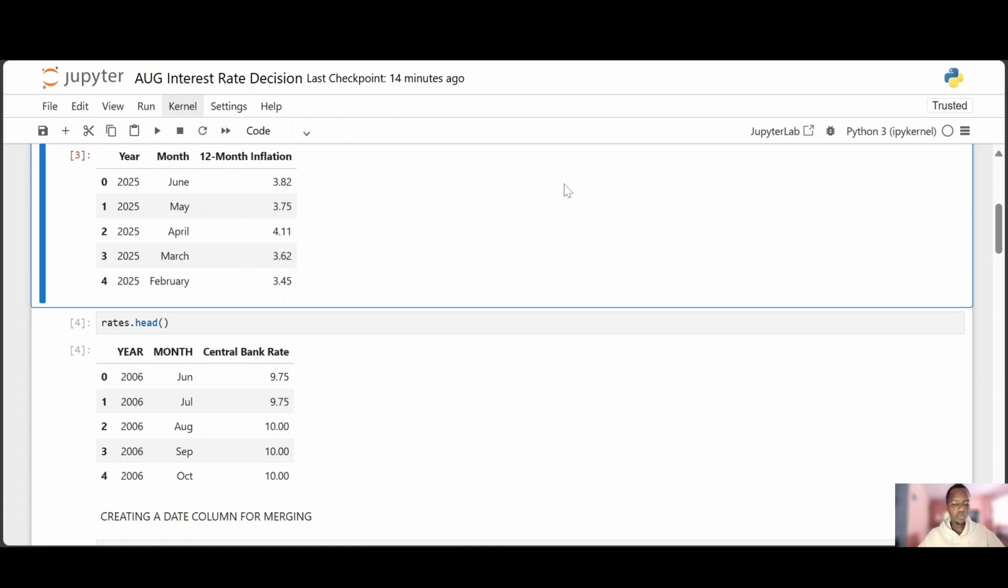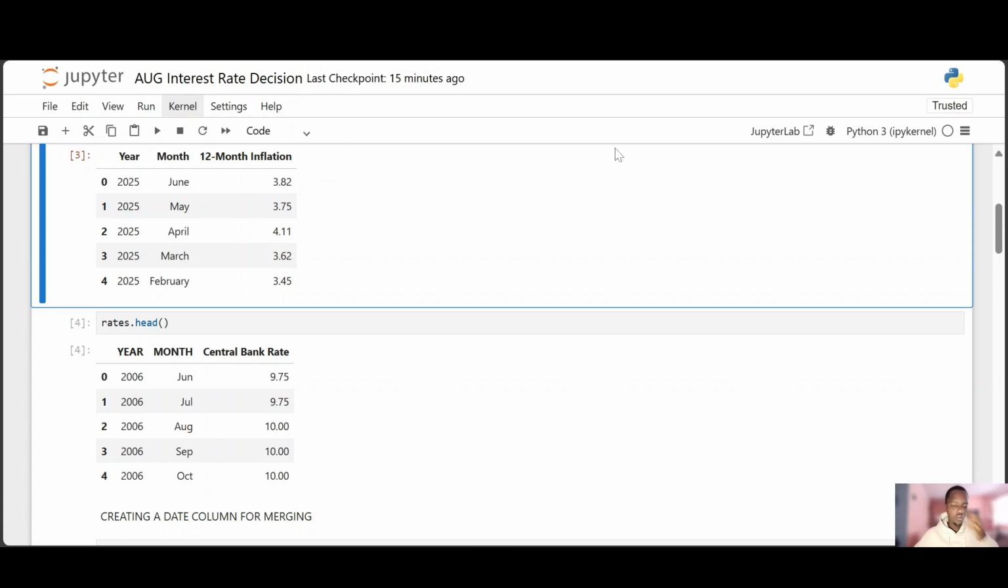We are going to model, we're going to try and predict the central bank rate, but we're going to use the inflation as an exogenous variable. And to do this, we need to merge these two datasets, and we need a unique thing to merge them on. A unique thing we can use is the combination of the month and the year, because you cannot have June 2025 twice, you cannot have March 2025 twice.